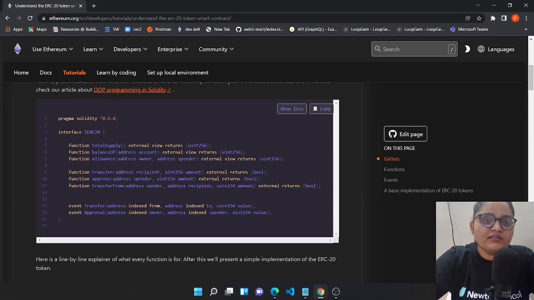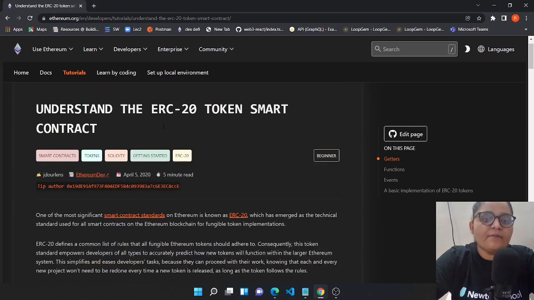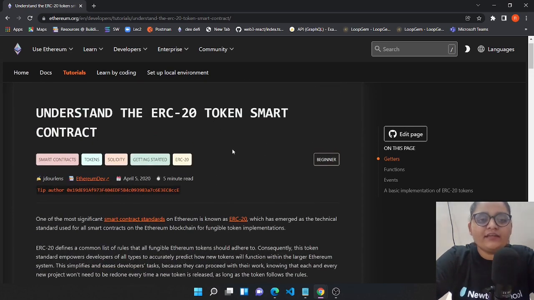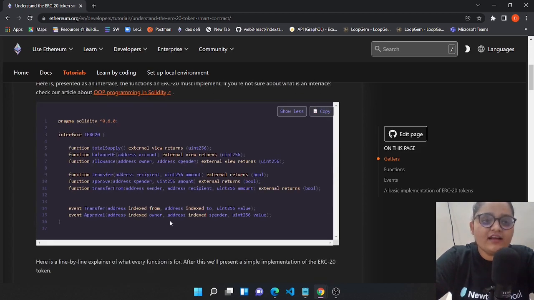Now, to create an ERC20 token, it should follow some basic rules, and these rules are like it should have these functions, and they are necessary functions because if these functions are not present in any token, then it actually is not considered as an ERC20 token.